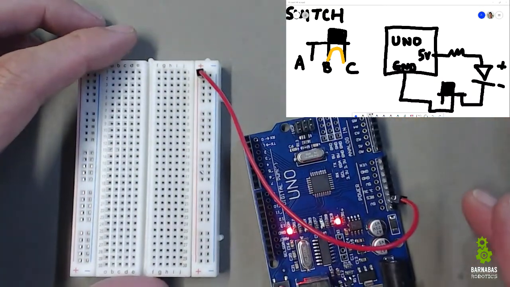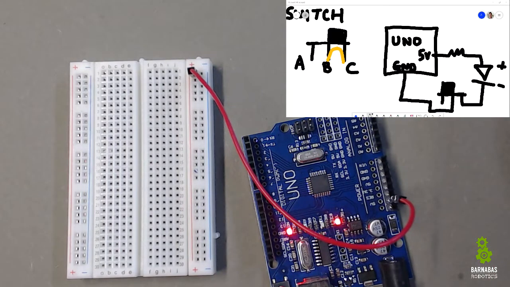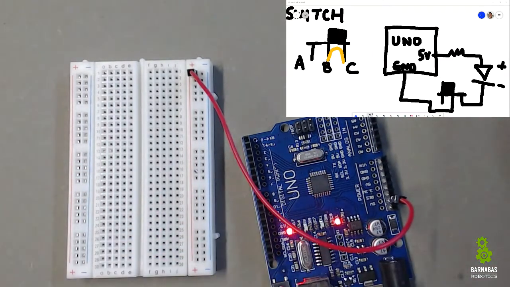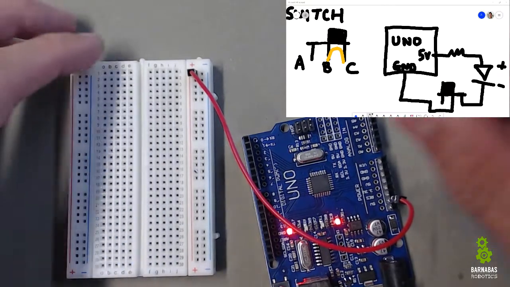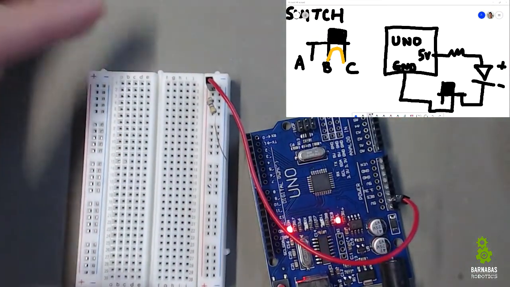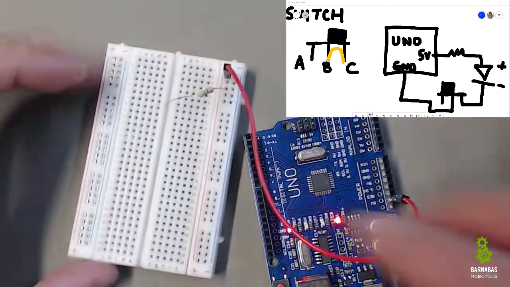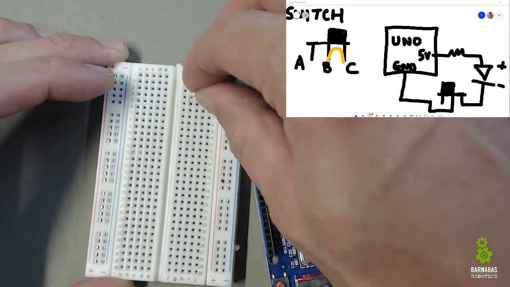Boom. Okay. Now the next thing that I want to do is get my resistor. Let's use a 470 ohm resistor. All right, so 470. There we go. And then the other side of the resistor, we go into any hole at this point. I'll just go right there.